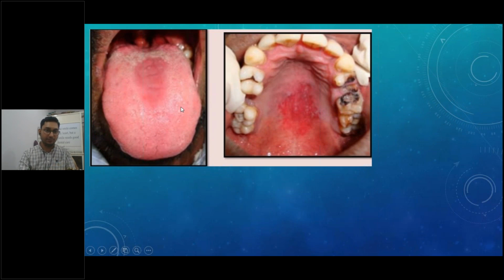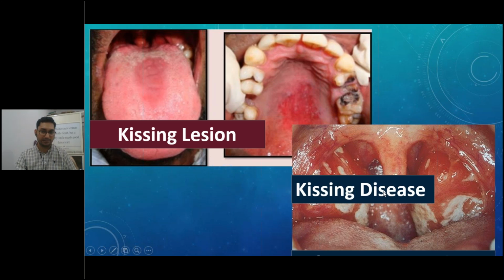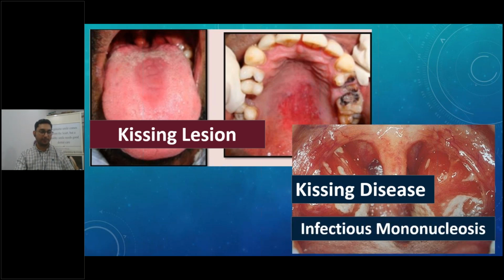So I'll just show you those images. This is kissing lesion, and we are talking about median rhomboid glossitis. Now you can see it is of the same patient. So median rhomboid glossitis, and a similar kind of erythema was seen in the palate, the posterior palate, where the tongue was touching the palate. So it is kissing lesion. Next, kissing disease is something like this. It is infectious mononucleosis. There we see pseudomembrane formation. So you can see pseudomembrane formation, and this is kissing disease. It is infectious mononucleosis, right? So keep this thing in mind.